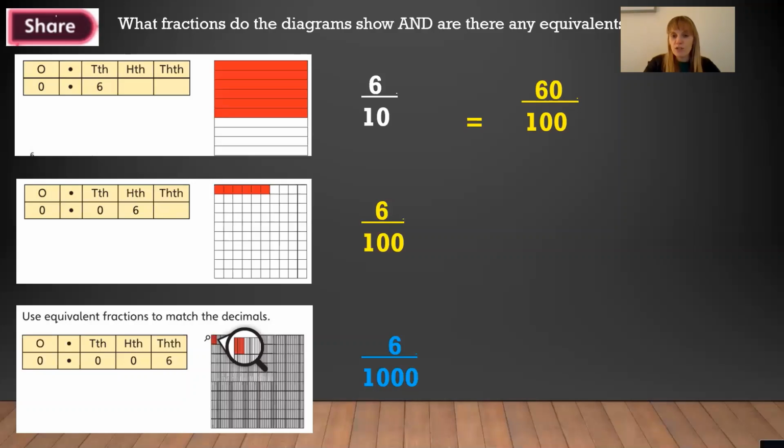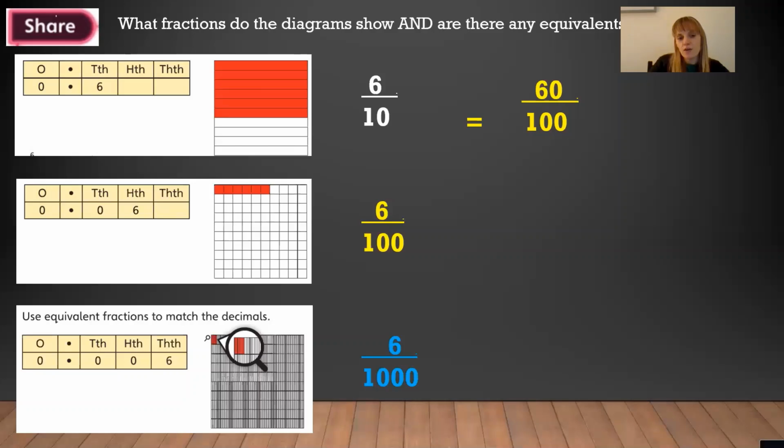So how would we do that? Well, we think, well, to go from 10 into 100, we're going to multiply by 10. So we do the same to the bottom of the fraction and the top. So we would get 60 hundredths. But that means that 60 hundredths is the same or the equivalent to 6 tenths. So now I know that actually 6 tenths is a larger fraction than 6 hundredths. Same for the next one.